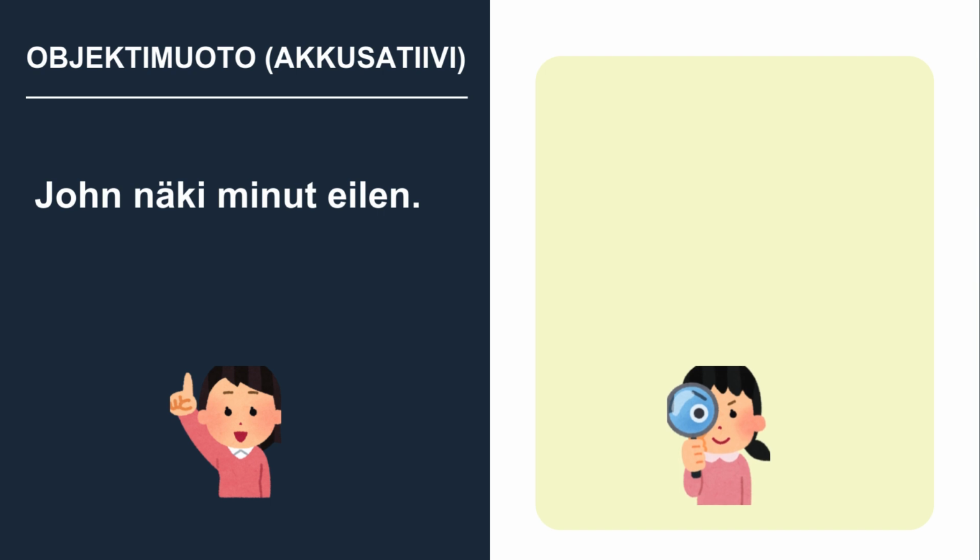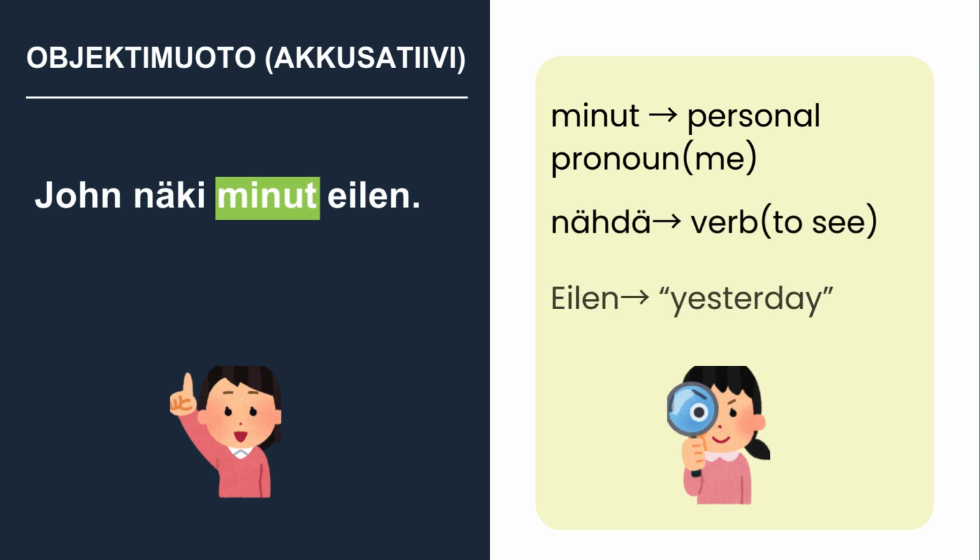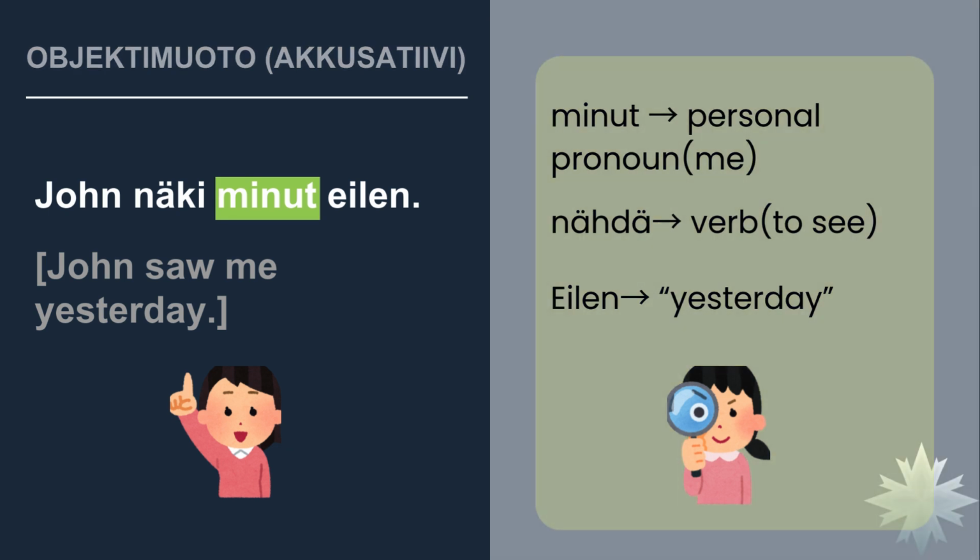John näki minut eilen. Here, minut is a personal pronoun, which means me. Näki means saw. It comes from the verb nähdä. It means to see. Eilen means yesterday. So, John näki minut eilen means John saw me yesterday. In this sentence, the action is completely performed. That's why Akkusatiivi case has been used.